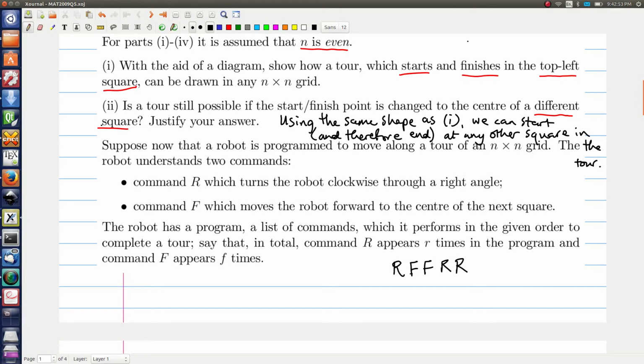Turn clockwise 90 degrees, move forward once, move forward twice, then turn clockwise 90 degrees and turn clockwise 90 degrees again, which means of course to turn 180 degrees. In fact, you would never do that in this particular task, would you? Because that means you would be going back on your same route. But that's what they're describing. Now there's a total number of times in the list that R appears, and they call that little r, and there's a total number of times the command F appears, and that's little f.